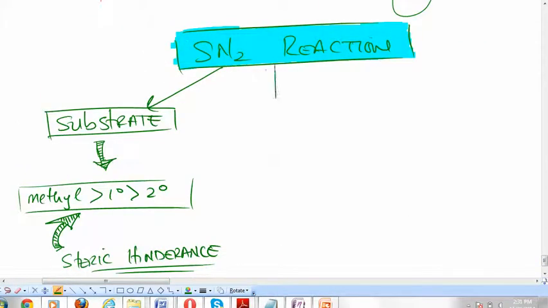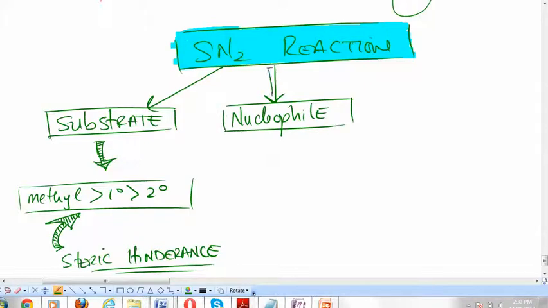Another aspect of the SN2 reaction is the nucleophile. So what kind of nucleophile do we want? I don't know. One second, we kind of touched on this before.